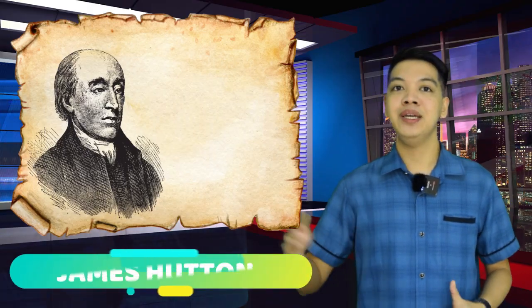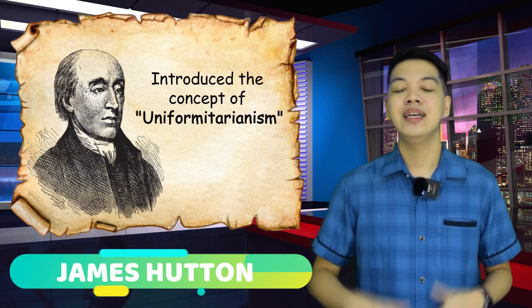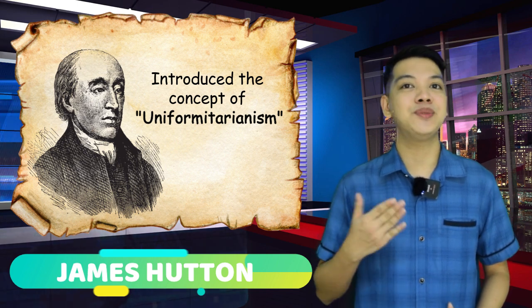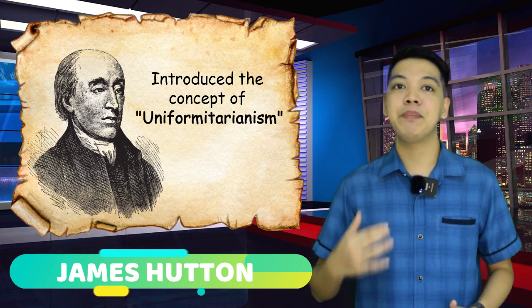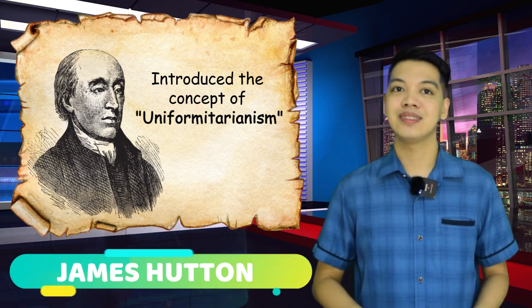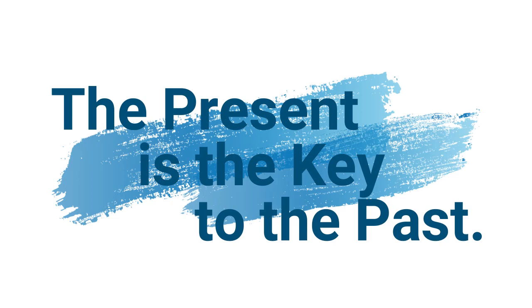Our story begins with James Hutton, who introduced the concept of uniformitarianism. This principle tells us that the same natural processes we see around us today have been operating on Earth for millions of years. In simpler terms, the present is the key to the past. This idea revolutionized our understanding of Earth's history and time itself.